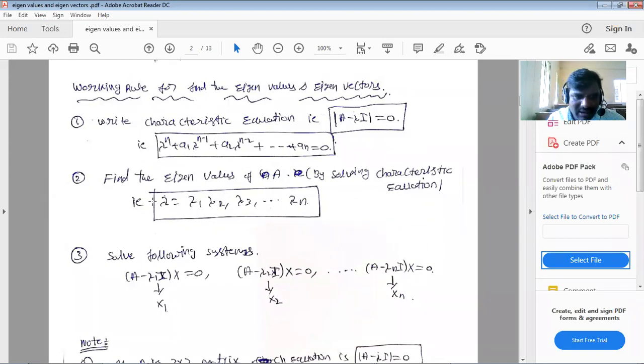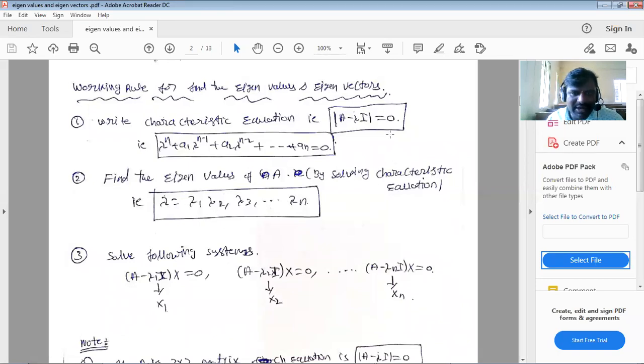How to define the eigenvalues here? The roots of the characteristic equation are called eigenvalues. Simply, we can say the roots of the characteristic equation. Then we can get lambda 1, lambda 2, lambda 3 and so on up to lambda n. Okay. Now after finding the eigenvalues, we need x.